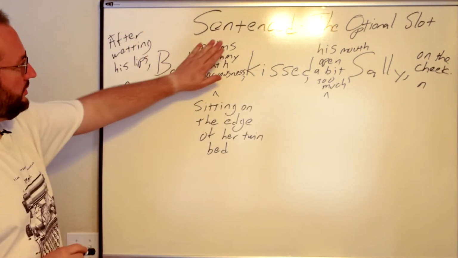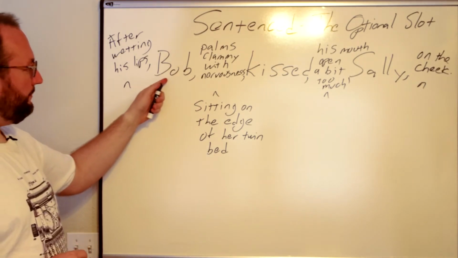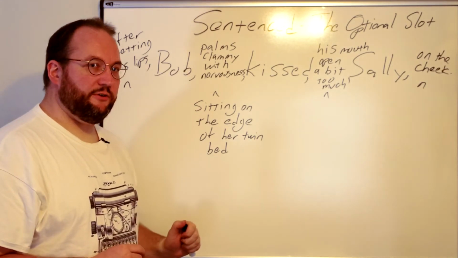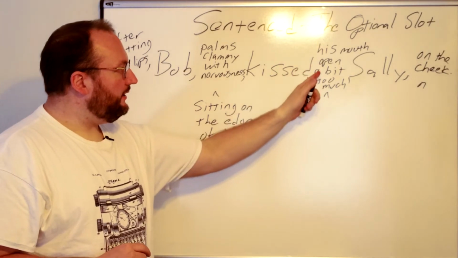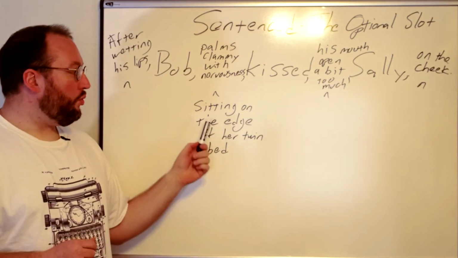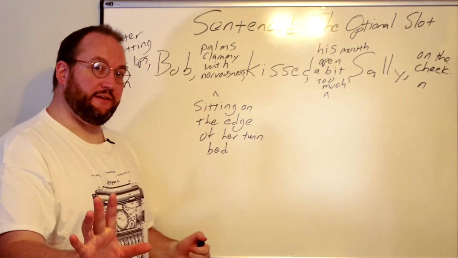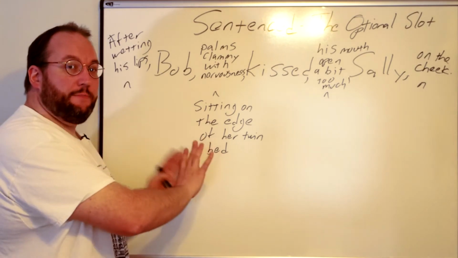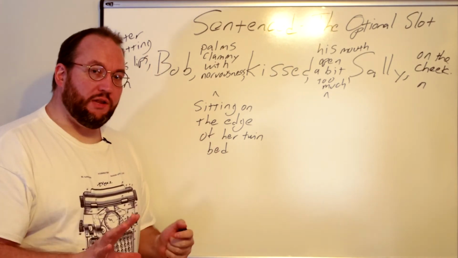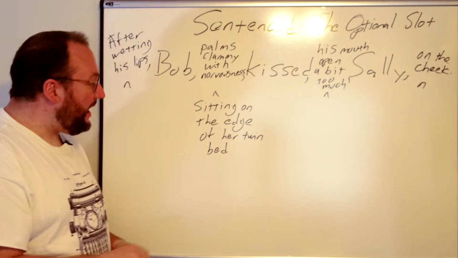So let's ignore this one right here and read this instead. After wetting his lips, Bob, sitting on the edge of her twin bed, kissed, his mouth open a bit too much, Sally on the cheek. We now have an entirely different sentence, and we've only changed one part of it. This is the power of the optional slot. You can add a whole lot. You can create entirely different sentences and convey entirely different things.